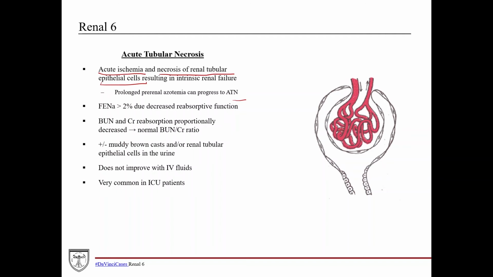You actually have ischemia. It's progressed to the point, or it's acutely so bad, the perfusion is cut off so significantly in such a short period of time in some cases, that you develop ischemia and then necrosis of renal tubular epithelial cells. As a result, since you're losing those cells, they're dying off, your reabsorptive capacity of sodium is going to be decreased. So you actually see a FeNA of more than 2%. And this is again due to decreased reabsorptive function. BUN and creatinine reabsorption are actually proportionally decreased because you're just losing that function. That's how you get to a normal BUN creatinine ratio.